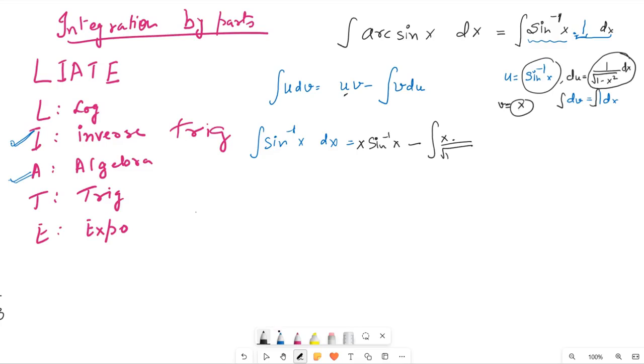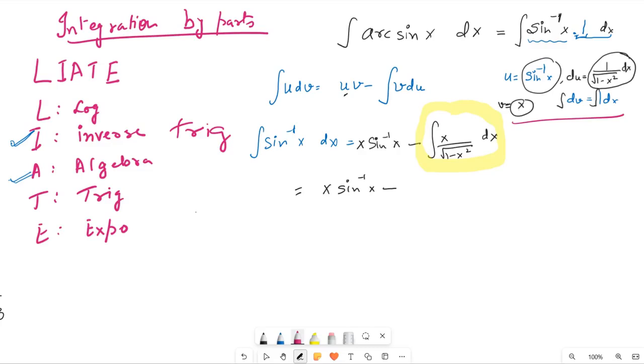So this is what I am getting. Okay. Now the first part is done: x sine inverse x. For the second part, how do we solve that integral? Okay, I think this calls for substitution. If you notice, 1 minus x squared is in the denominator and x is in the numerator. The derivative of 1 minus x squared is kind of staying there.